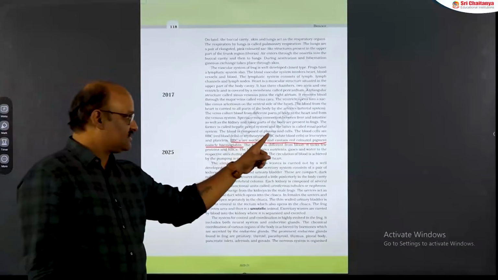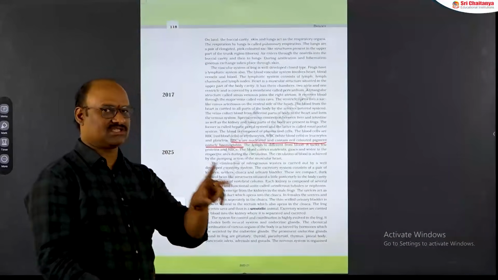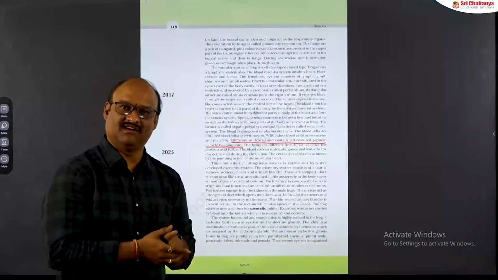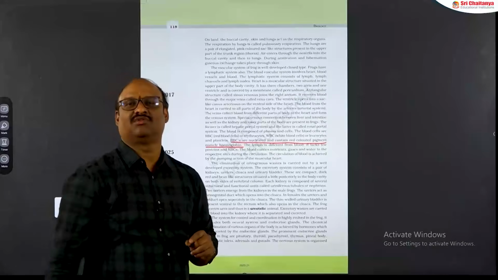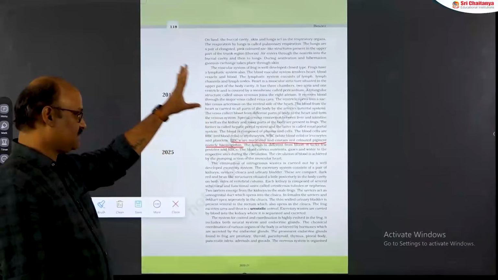And there was a question last year based on the renal portal system. There are 2 systems here, hepatic and renal portal systems. Hepatic portal system connects intestines and liver. Renal portal system connects kidney with lower body parts, and that was a question in last year's NEET examination, 2025. So please concentrate on this particular paragraph.